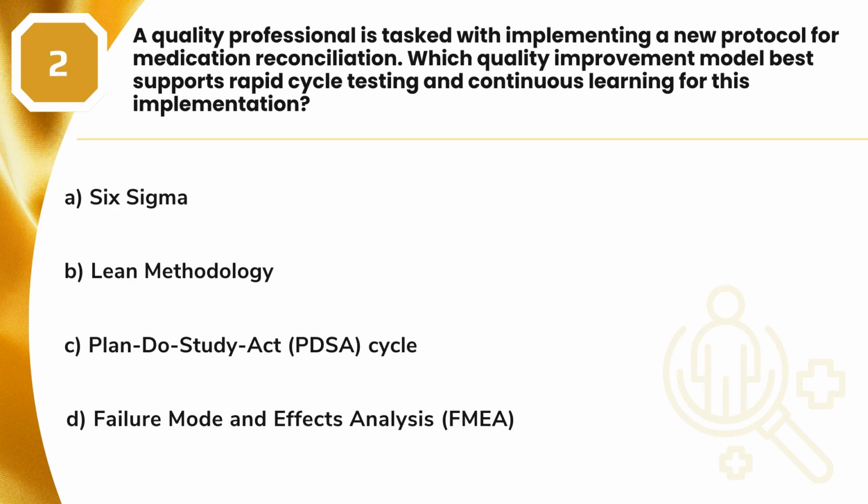Question 2. A quality professional is tasked with implementing a new protocol for medication reconciliation. Which quality improvement model best supports rapid cycle testing and continuous learning for this implementation? A. Six Sigma. B. Lean methodology. C. Plan Do Study Act, PDSA, cycle. D. Failure mode and effects analysis, FMEA.